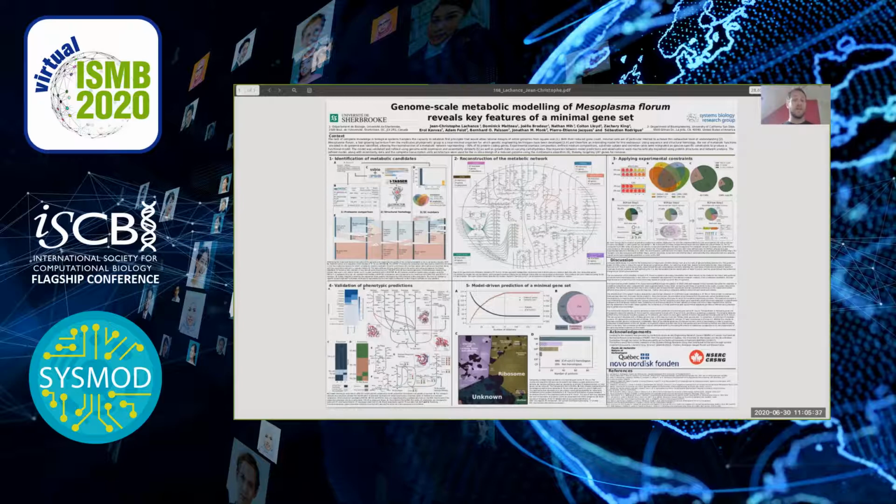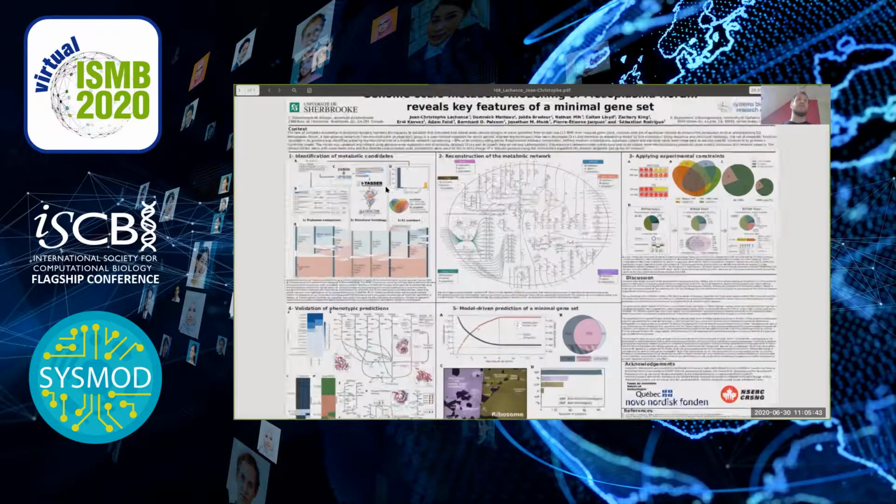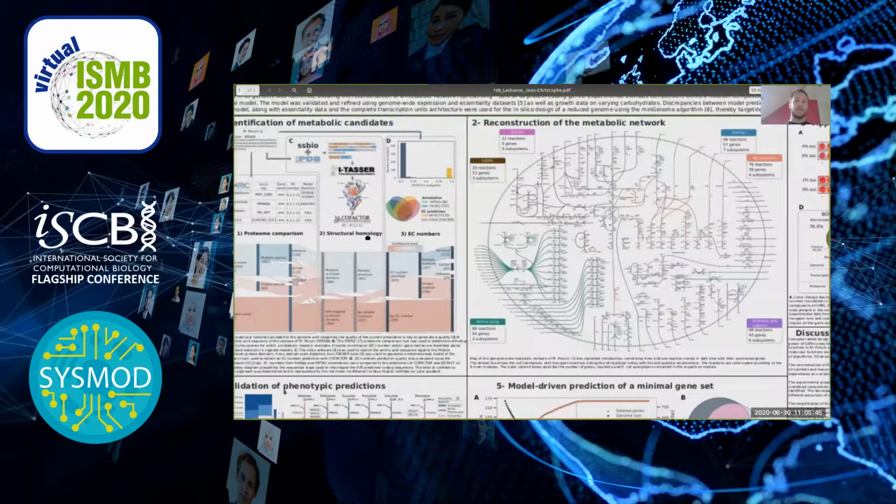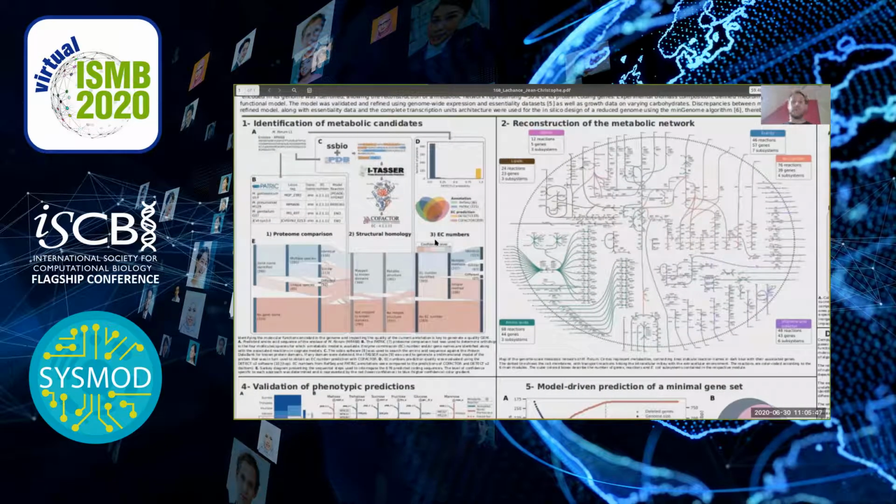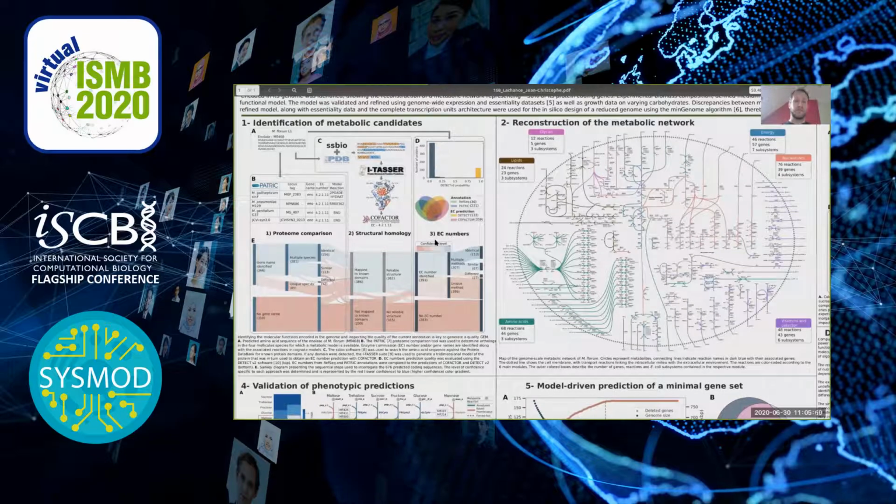The model that we built here for M. florum is a standard flux balance analysis metabolic model. We started by identifying metabolic candidates using a combination of three computational approaches. First, we compared the proteome of M. florum with that of 4 other mollicutes. Those are bacteria of the same phylogenetic group, for which metabolic models have been reconstructed, hence allowing us to get reactions that are conserved in closely related species.